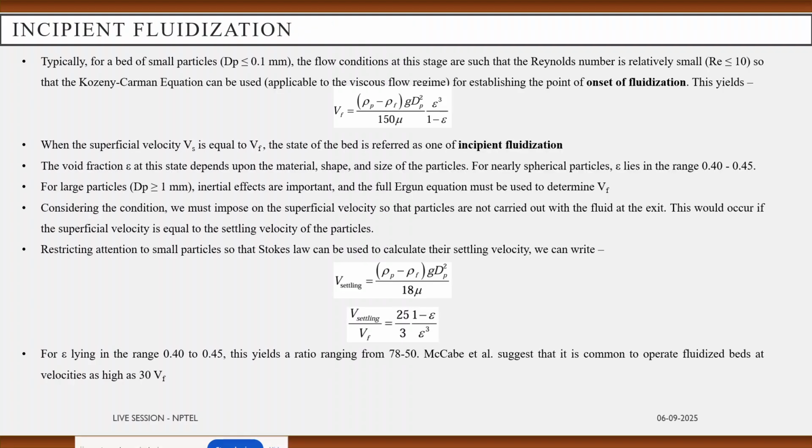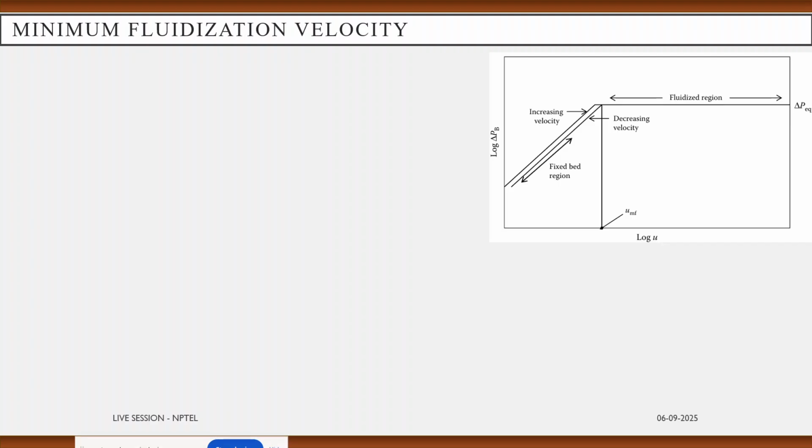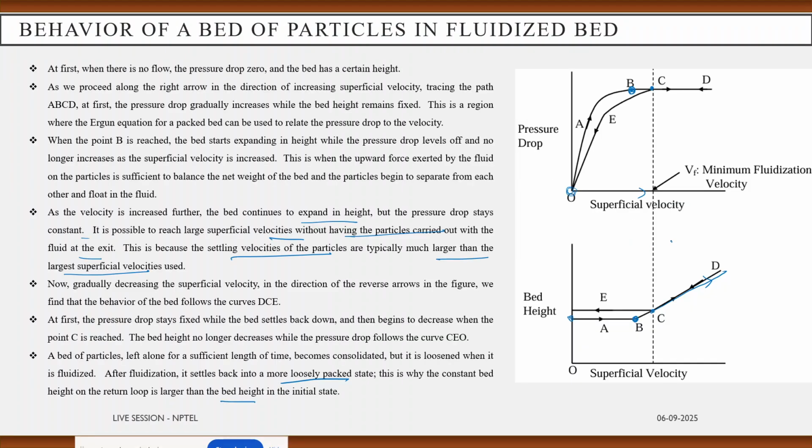So thus we came to the point that there is one certain superficial velocity where the pressure drop becomes constant, and from where the bed rises enough. This is the point C, the point where the minimum fluidization velocity is occurring.